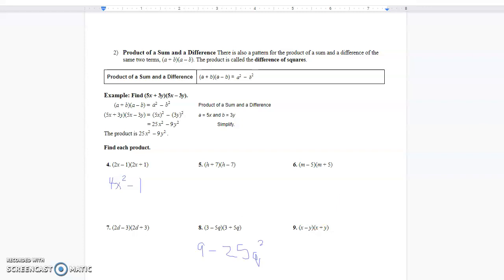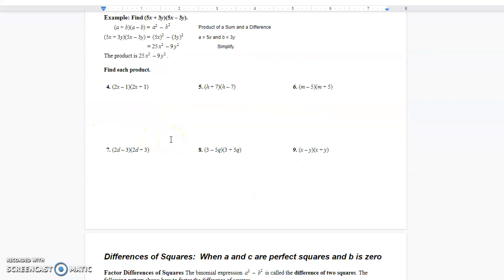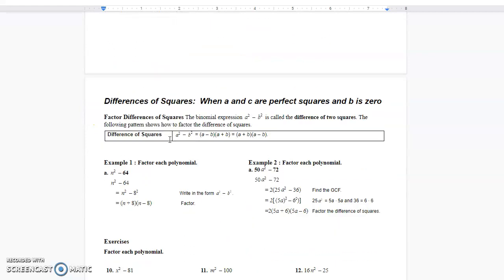Okay, now let's enter into the other side of polynomials. So far all we've done is multiply. This was multiply, this is multiply. Well, welcome to factoring. Factoring really means dividing.